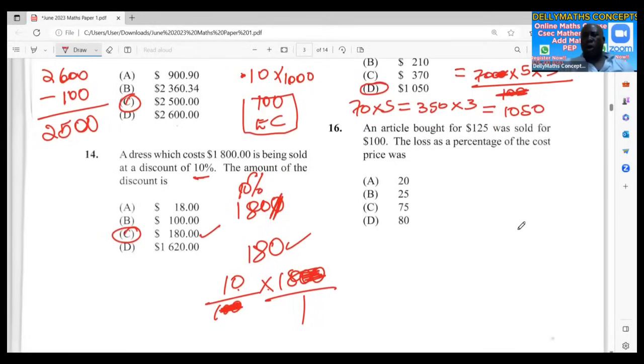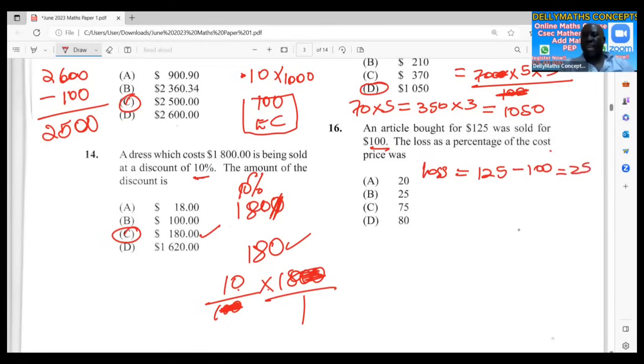An article bought for $125 was sold for 100. Find the loss as a percentage of the cost. Let us look at the loss. Our loss will be 125, and we want to take out that 100. We're left with $25. That's the loss.